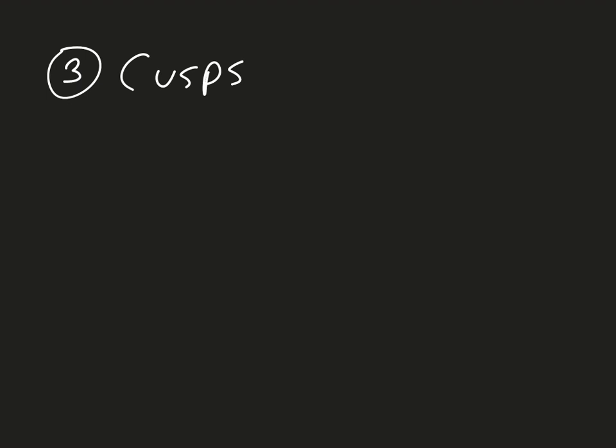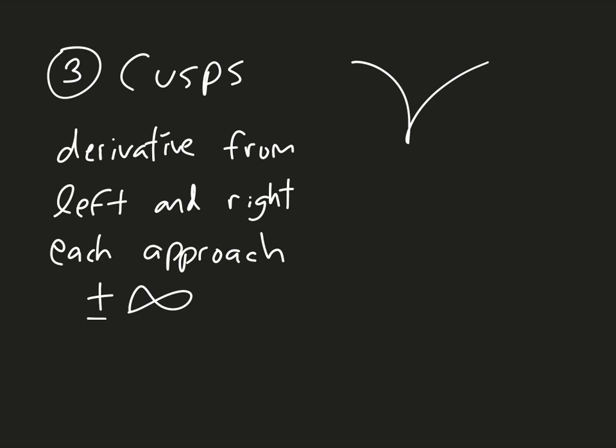The next type of place on our graph where we have continuity but not differentiability is a cusp. This is what a cusp looks like. It's kind of like a fancy corner. It's very curved. The technical definition is that the derivative from the left and the right each approach positive or negative infinity. So from the left-hand side, you can see my tangent lines here. They're all negative, and they approach negative infinity or positive infinity, depending on your perspective.